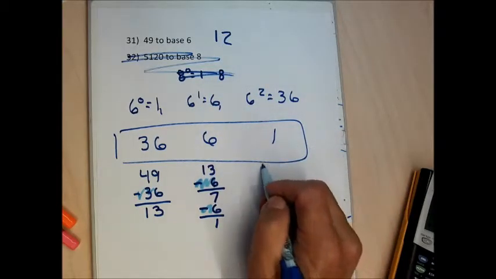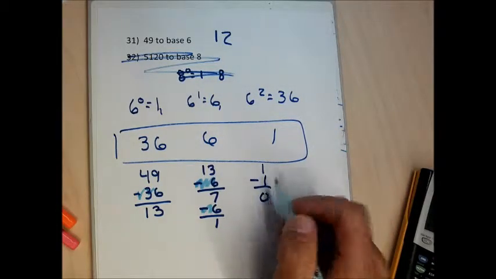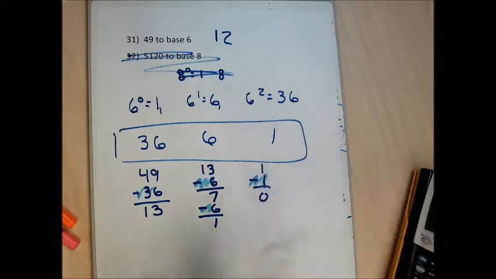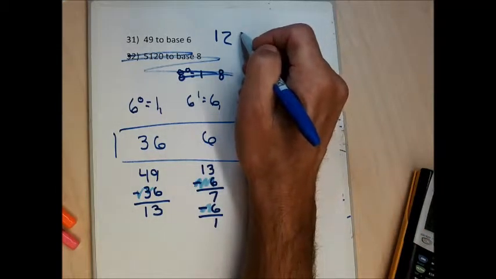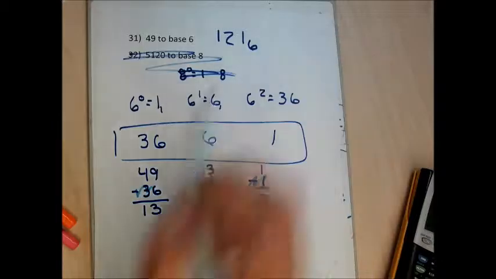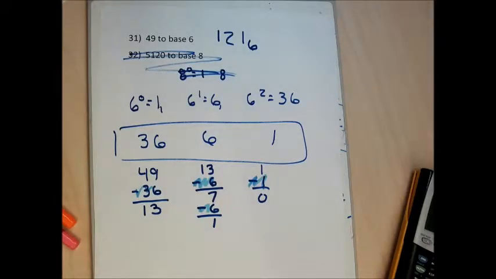And then start subtracting 1. 1 minus 1 is 0. I'm at 0. I've used up all the powers. Last number in my answer is a 1, but I need to sneak that base in there. So for 31, it's 121 base 6.